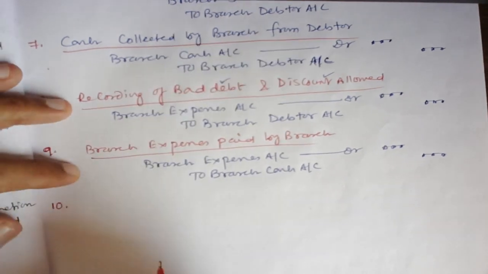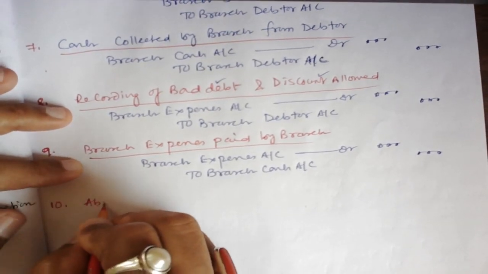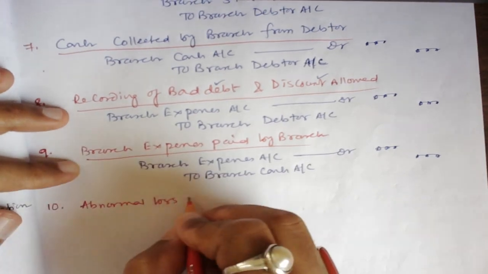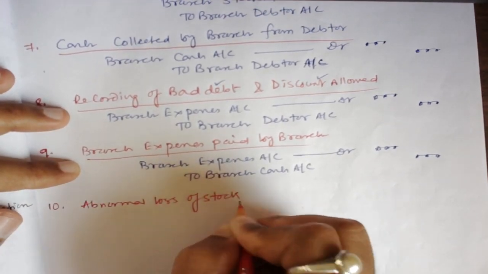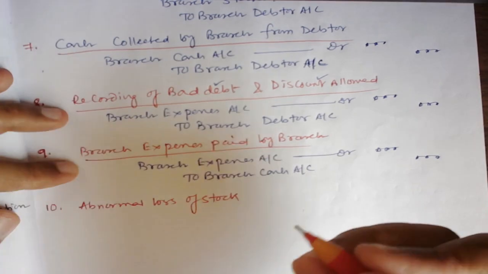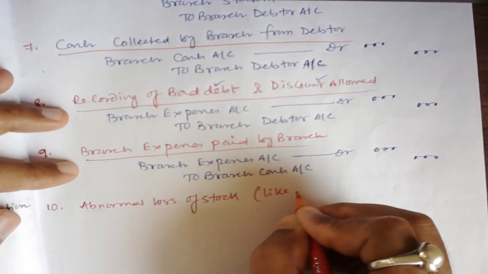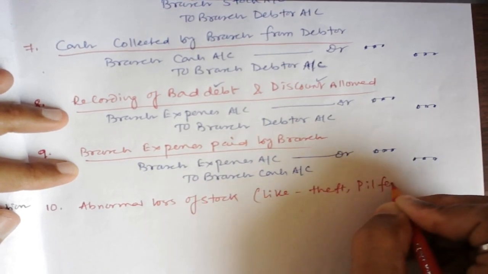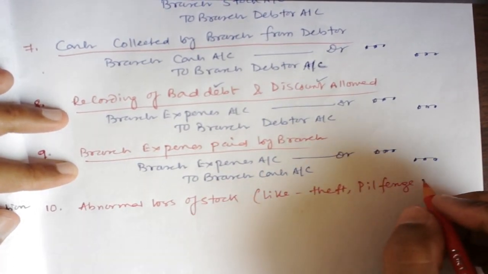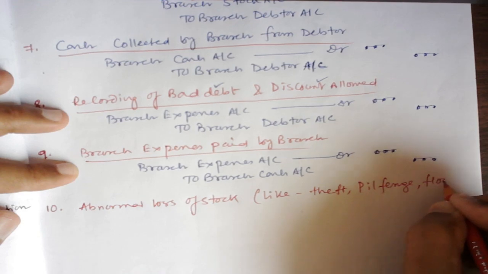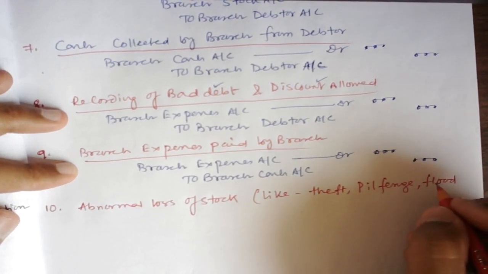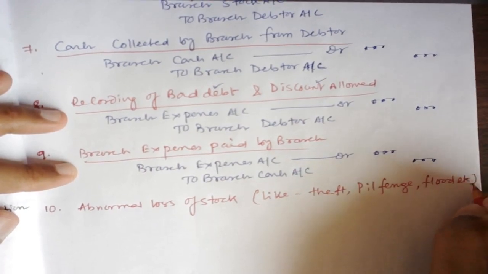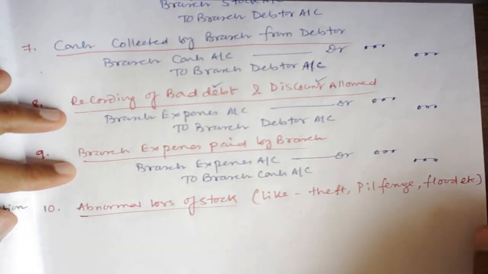Write quickly: abnormal loss. We have some abnormal loss of stock, and there are many reasons, like theft, pilferage, flood, abnormal factors, etc. So when these types of things happen, what will be the general indicator?